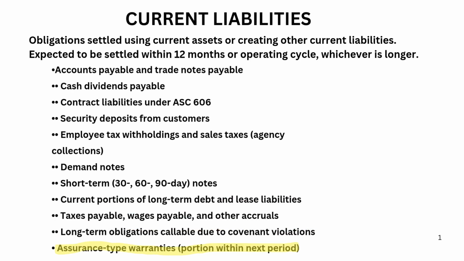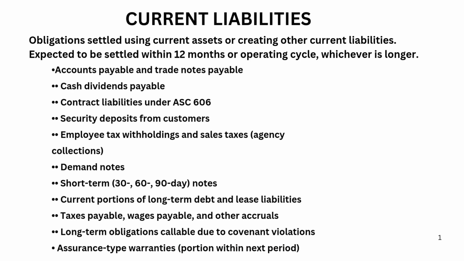11. Assurance-type warranties, portion within next period. If the company offers warranties and expects to pay for repairs or replacements within the next year, that portion is a current liability. Example: a TV company sets aside money for expected warranty claims in the coming year.